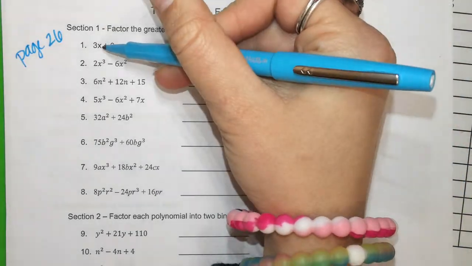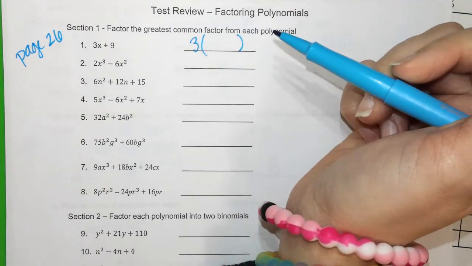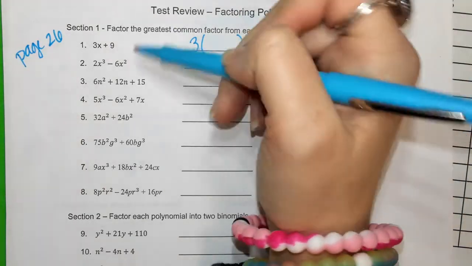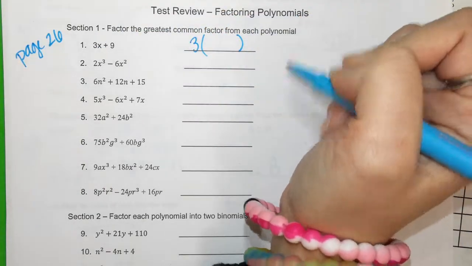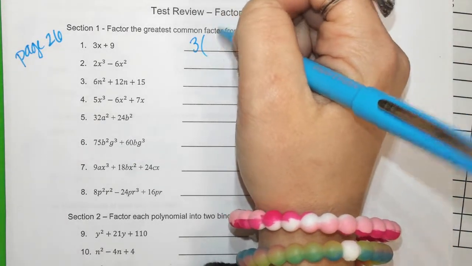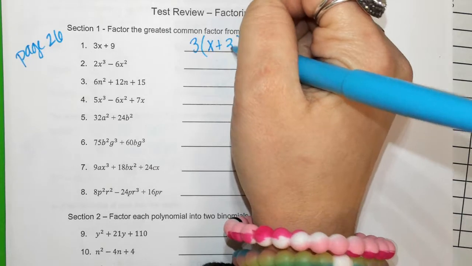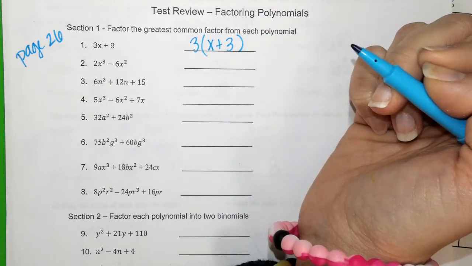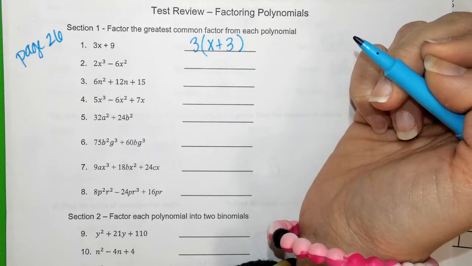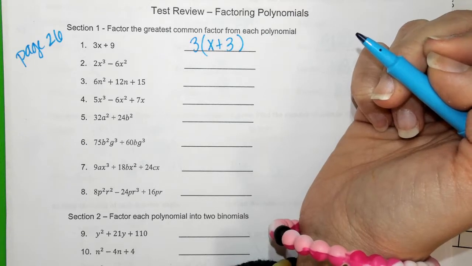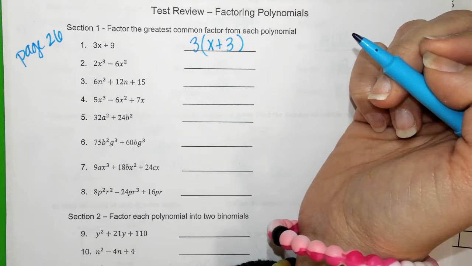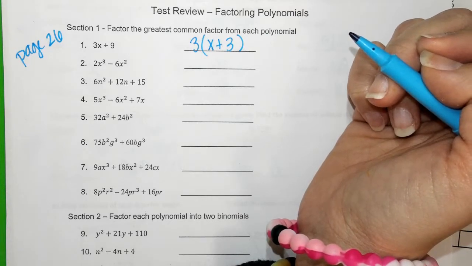And if we start with 2 terms, how many do we end with on the inside of our parentheses? 2 terms. So what's 3x divided by 3? X, thank you. And what is 9 divided by 3? Isn't it magic? Isn't it exciting when you get it right?